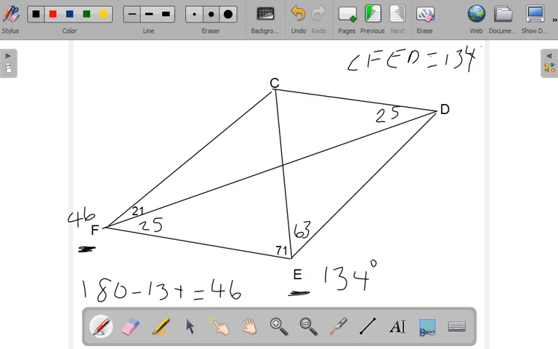And if we know that this angle right here is 21, then we know this angle right here is going to be 21. Then same thing for this vertice. So if we know that this is 63, then we know this angle right here, up here, is going to be 63. Okay, and then if we know this angle is 71, then we know this angle up here is going to be 71.